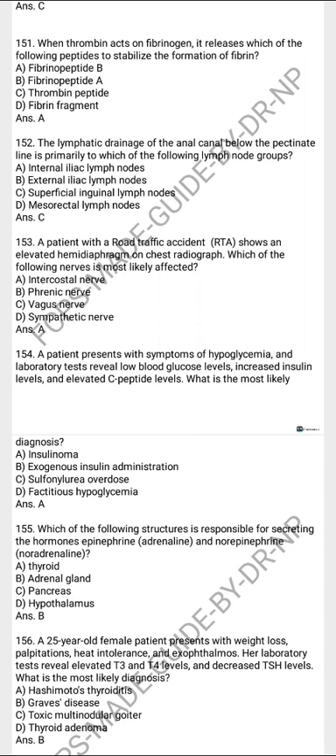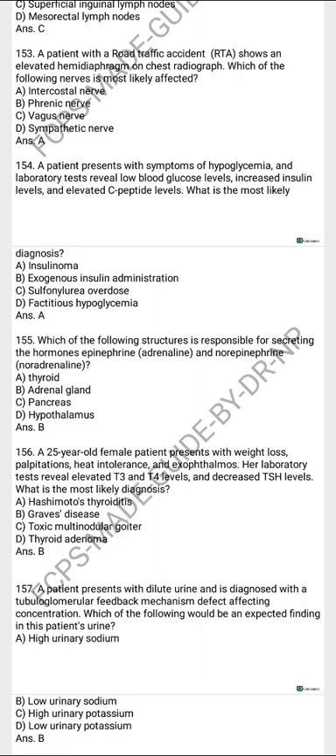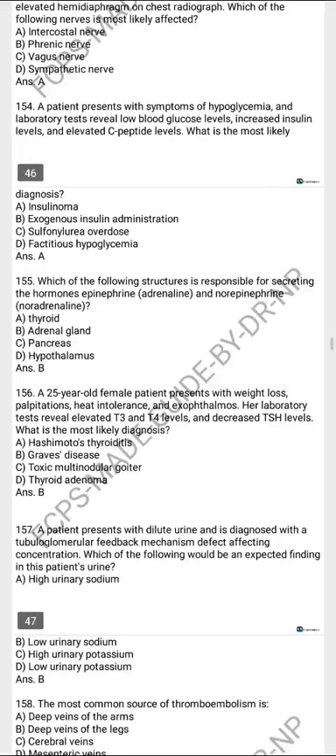The patient presents with symptoms of hypoglycemia, laboratory findings with low glucose level, increased insulin, and elevated C-peptide levels. Most likely insulinoma. Which of the following glands is responsible for secreting the hormones epinephrine and norepinephrine? That is the adrenal gland.